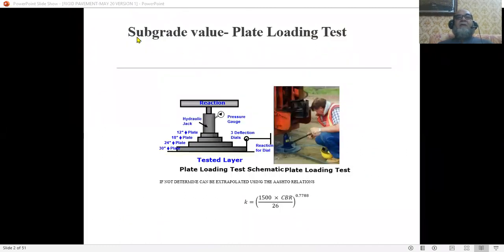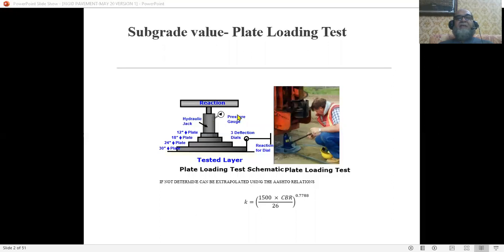Now the next parameter is the subgrade value, and here in rigid pavement we take the subgrade value by performing a plate load test. Plate load test is a simple test in which the subgrade is loaded by a rigid plate. This can be a 30-inch plate, 24-inch plate, 18-inch plate, or 12-inch plate. Then there is a force, and this force is applied to the subgrade through a hydraulic jack.